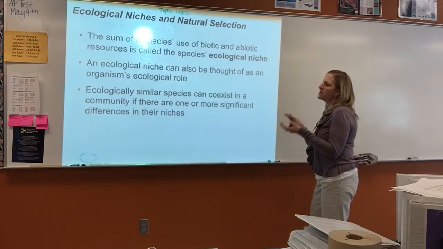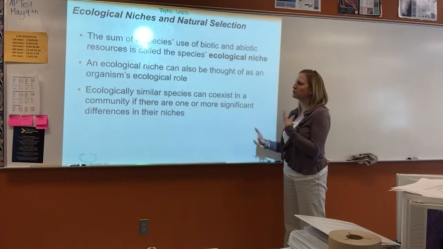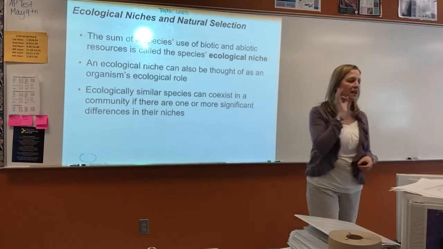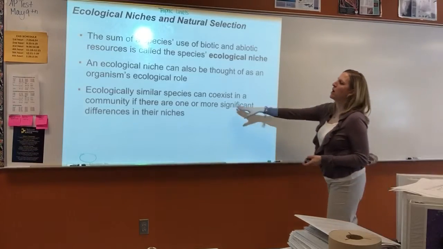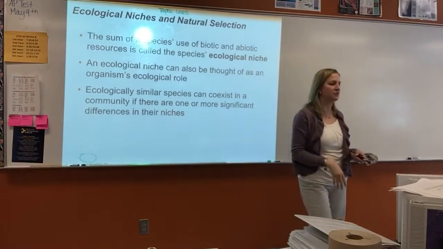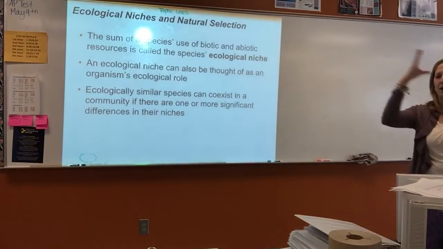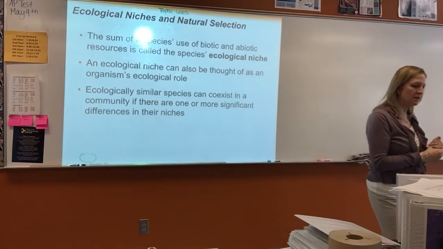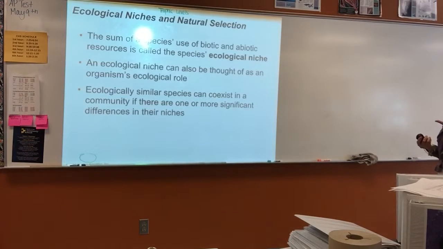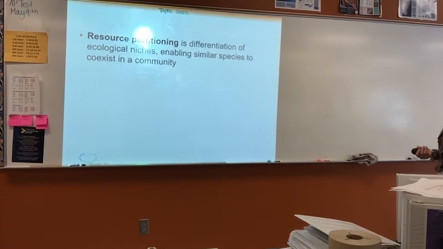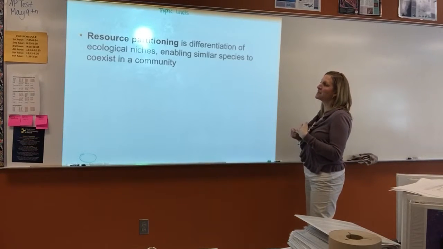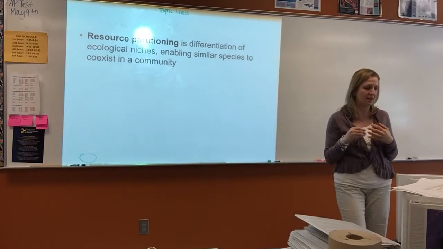So similar species that have similar food sources or needs can coexist in a community if there are one or more significant differences in their niches, in the biotic and abiotic factors that they use within the environment. So there has to be at least one difference. The example I'm using here is with resources. They do what's called resource partitioning: differentiation of ecological niches, enabling similar species to coexist in a community.